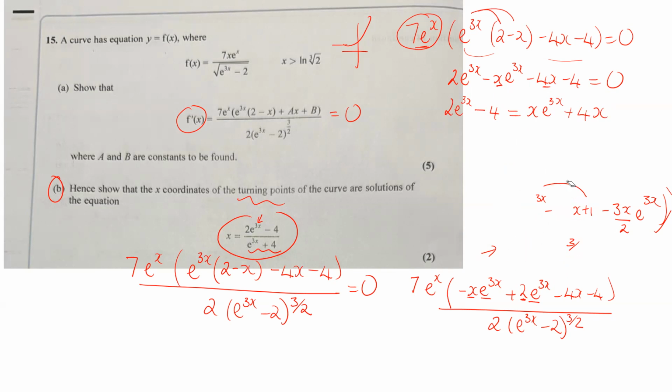And then let's see what we're going to do now. Take that x out as a common factor. E to the 3x plus 4. And then we're just going to cross multiply.